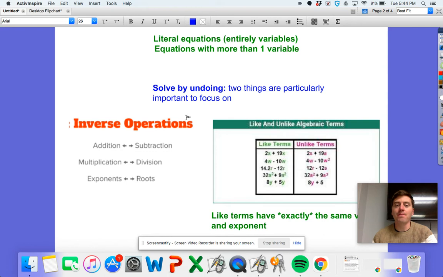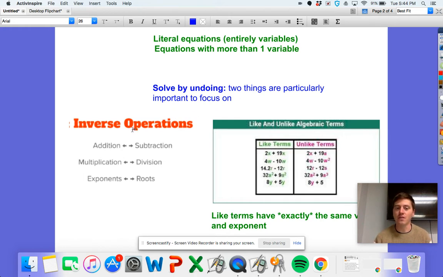So a couple things to consider. We're going to solve by undoing. I know at the end of last semester we talked about multiple ways that you could go about solving an equation. When we're doing literal equations and it's just variables being around, lots of times they can't be combined because they're not like terms. And it's very important to understand your algebraic steps and be able to solve this by undoing.